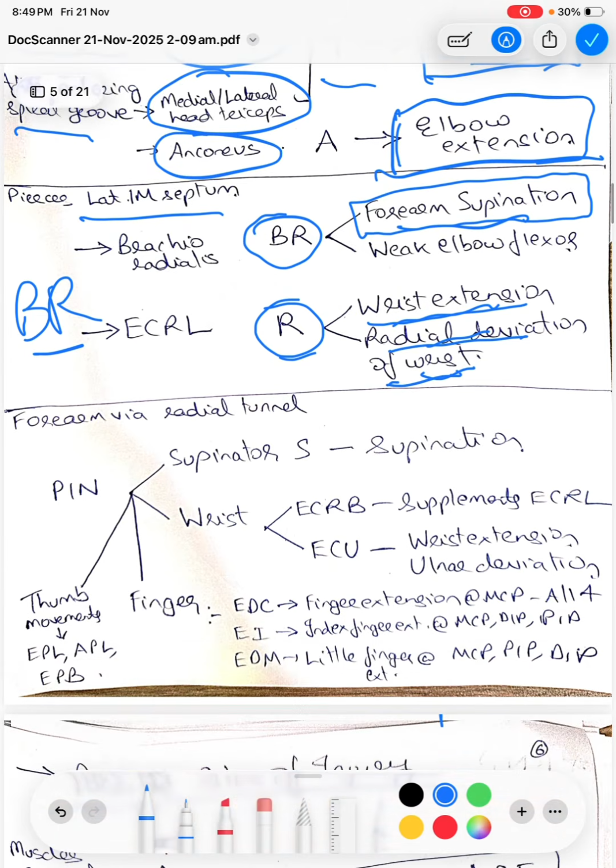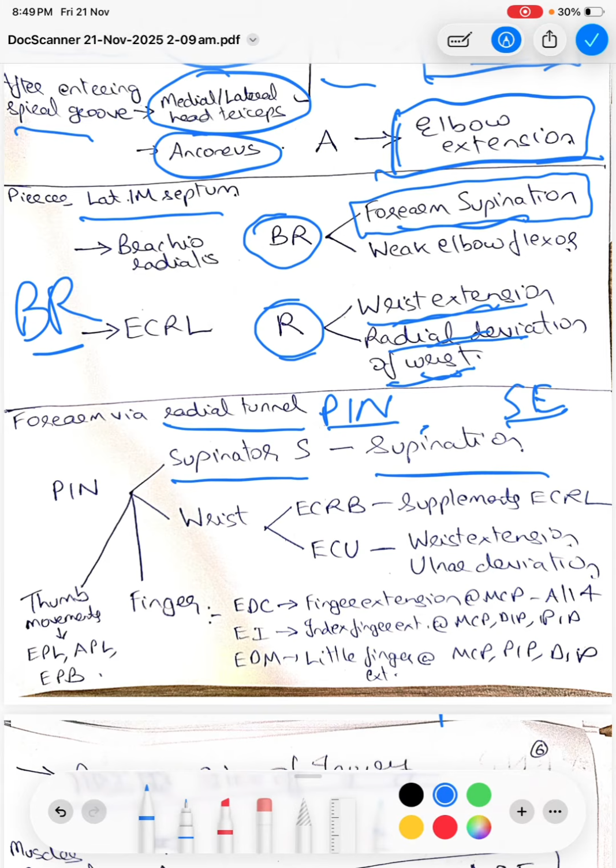Now, forearm. As soon as it enters the forearm via the radial tunnel, we are talking about PIN. So, PIN supplies SE. What does it supply? SE, that is supinator. What is the function of supinator? It causes supination, as simple as that. What are the extensors which are supplied by PIN? At the wrist, it is ECRB. What is the function of ECRB? It exactly supplements ECRL, that is wrist extension and radial deviation of the wrist.